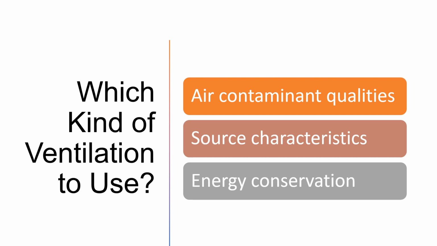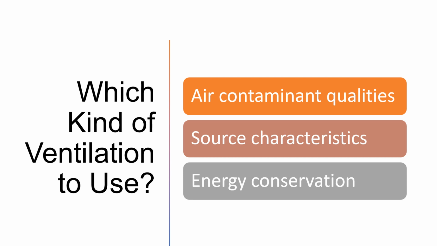Now that we've discussed the two main types of ventilation that we can use, dilution ventilation or local exhaust ventilation, it's important to understand how to know which kind of ventilation to use. How do you know when to use local exhaust ventilation versus dilution ventilation? This depends on a few factors. So first and foremost, the air contaminant qualities are very important to consider. So what the air contaminant is, how much of it is in the air, that sort of thing.